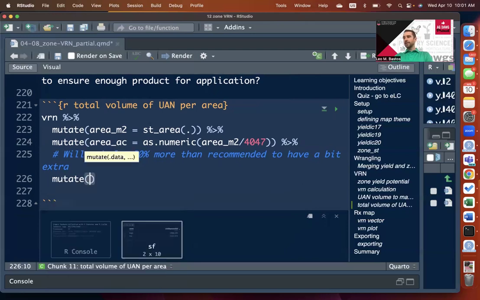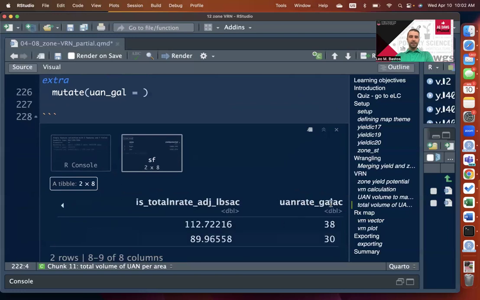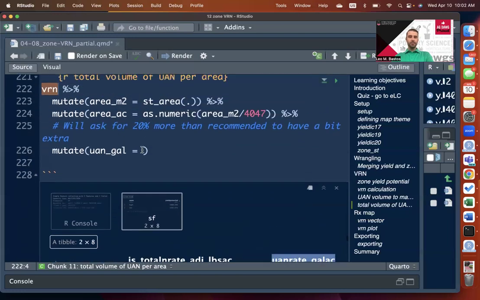I want to call this next column here UAN_gal for gallons. So this is basically just going to be our, let me print VRN here so we can remember. If we go all the way to the right, we have this UAN rate in gallons per acre. So the total UAN is just going to be the rate in gallons per acre times the area in acre.